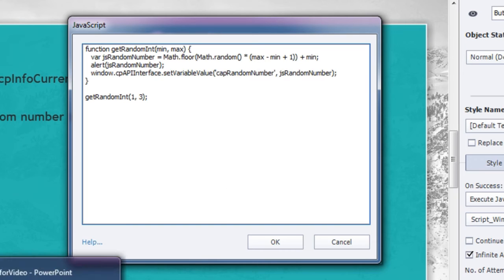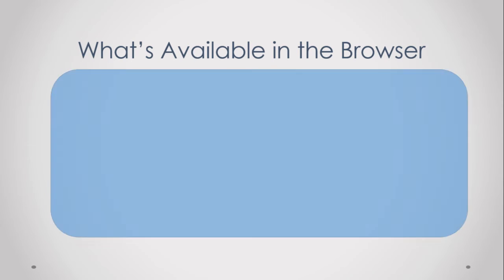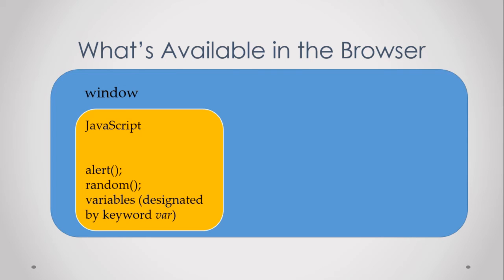Okay, so here is what is going on here. When you preview a project in a browser, or when you publish a project from Captivate, you end up with an HTML page. So in that browser, on that HTML page, you can refer to that page as window. Then also available to you in the browser is your JavaScript functions. JavaScript comes bundled up with modern browsers by default. People can turn it off, but most people don't. So in JavaScript, you can access alert or random like we did in our code already. You can create variables designated by the keyword var. You can do all kinds of stuff that is available to you with JavaScript.